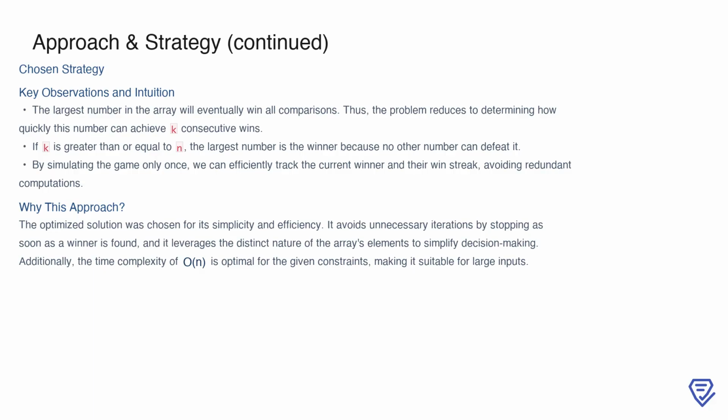This approach was selected because it is both simple and efficient. It eliminates unnecessary iterations by stopping as soon as a winner is found. Furthermore, it leverages the fact that the array elements are distinct, which lets us make decisions confidently without additional checks. With a time complexity of n, this method is well suited for handling the problem's constraints, including large input sizes.